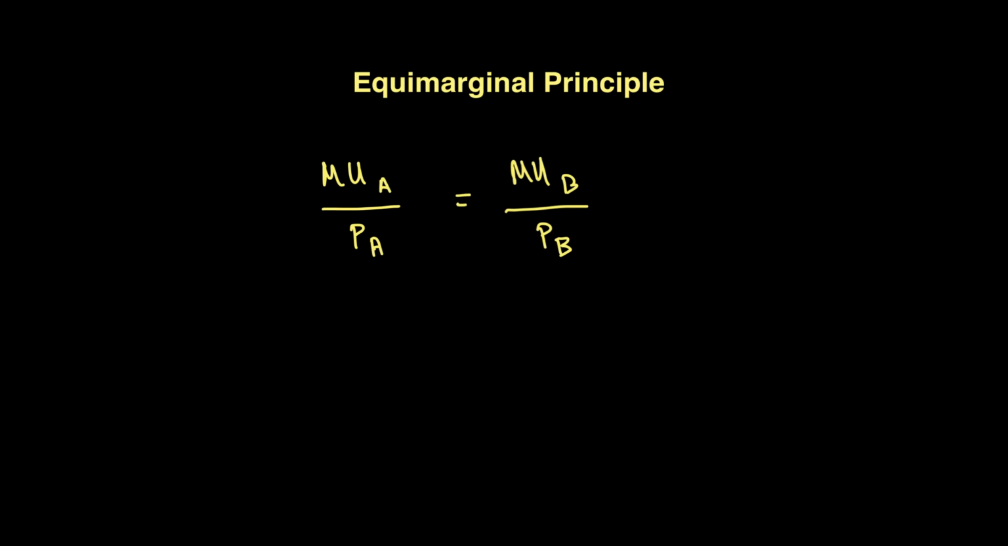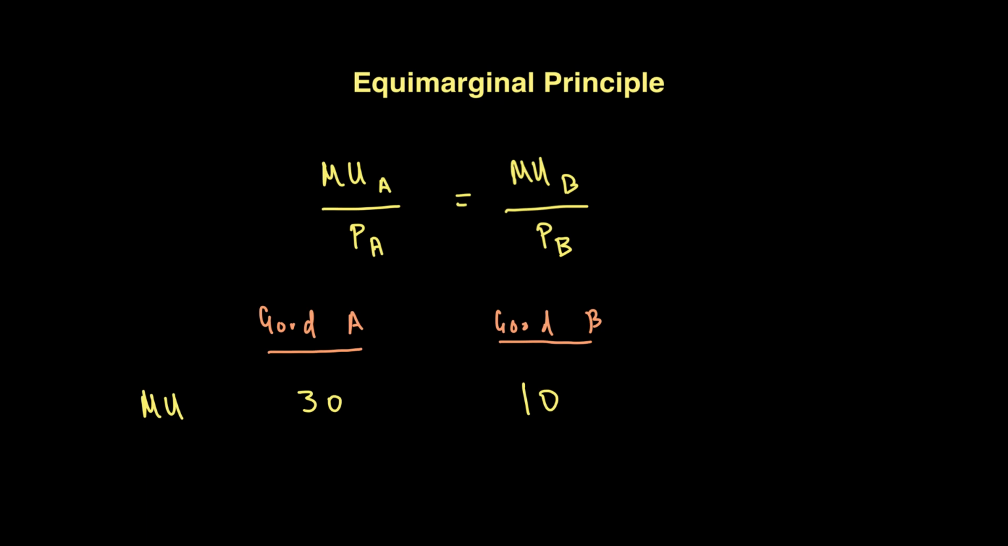Let's say I have two goods, good A and good B. The MU for good A is, let's say, 30, while the MU for good B is, let's say, 10. Now, clearly, if I don't know the prices of these goods, you will always say that good A is preferred to good B because it gives you more MU than good B, and MU is the extra satisfaction, right?